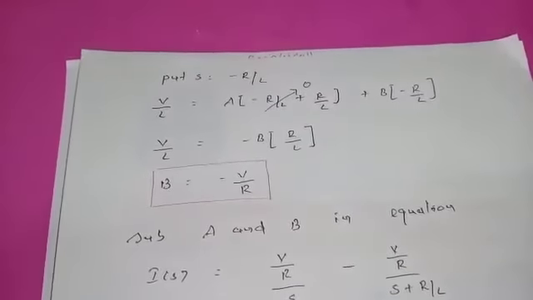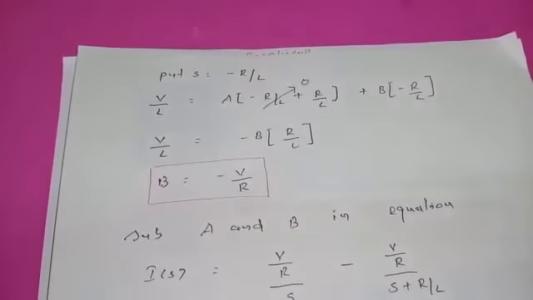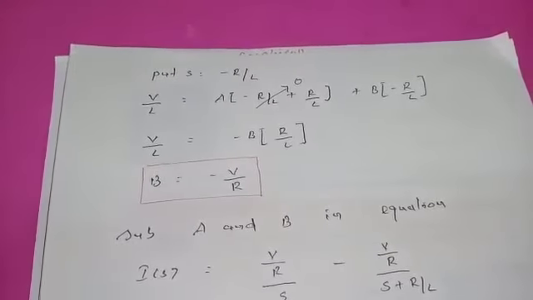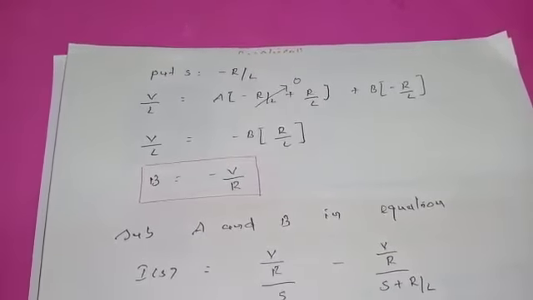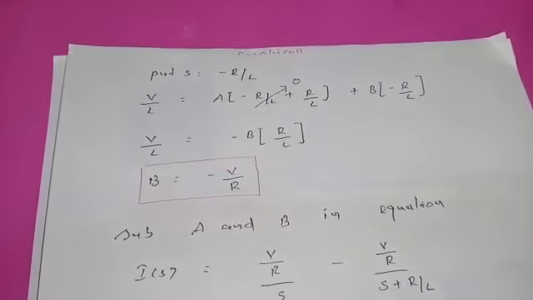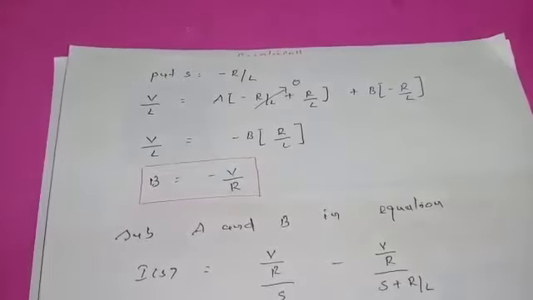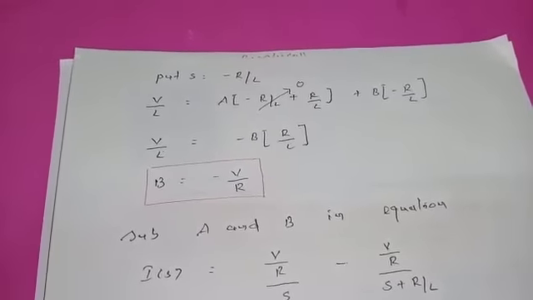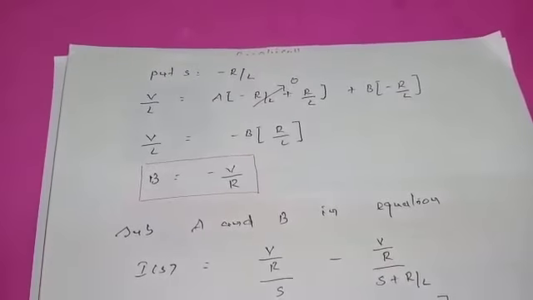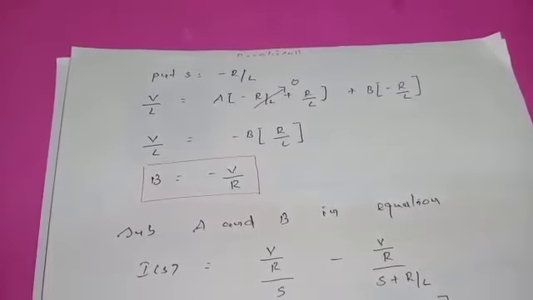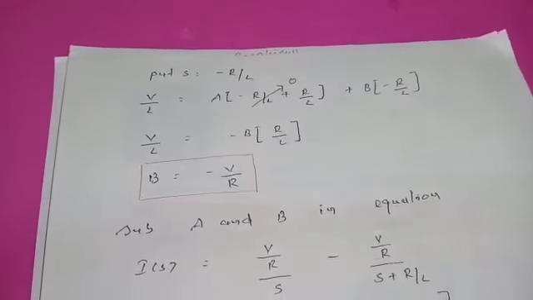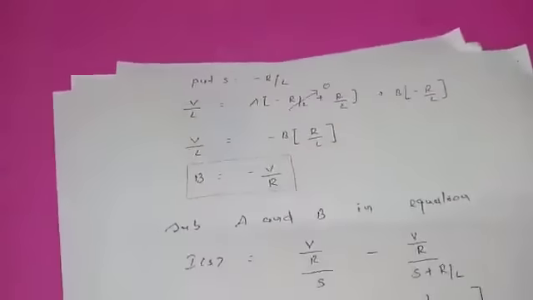So V by L is equal to A into S plus B into S. S becomes minus R by L. So in the A term we have minus R by L plus R by L, so both terms become 0. So the A term becomes 0. Therefore we get V by L is equal to minus B into R by L. So taking B is equal to minus V by R.